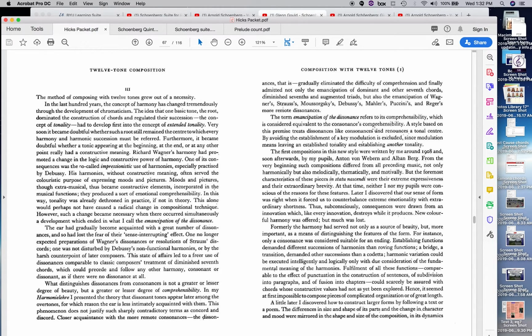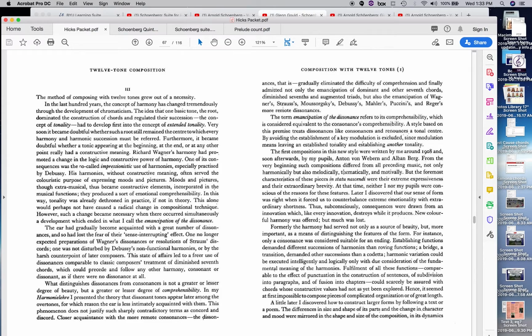Okay, and then he's also saying, treat dissonance. Okay, the term emancipation of the dissonance refers to its comprehensibility, which is considered, again, comprehensibility. That's also reinforcing this idea that Schoenberg views music as a form of communication, okay, which is considered equivalent to the consonance's comprehensibility. A style based on this premise treats dissonances like consonances and renounces a tonal center. Okay, and we've already encountered that.